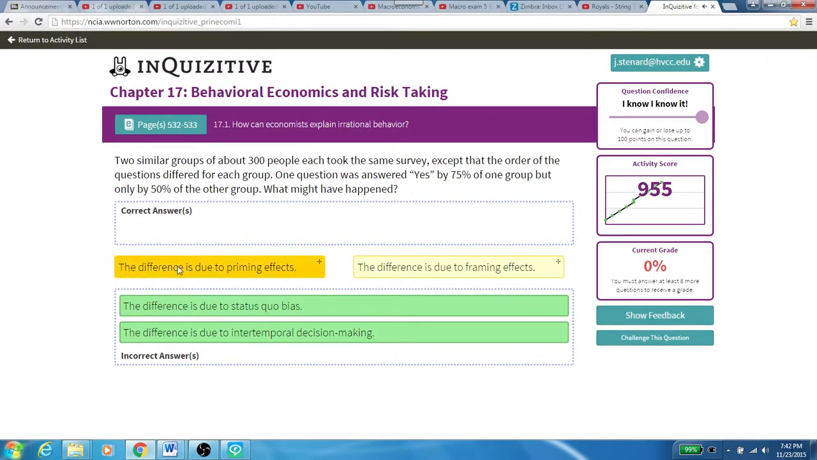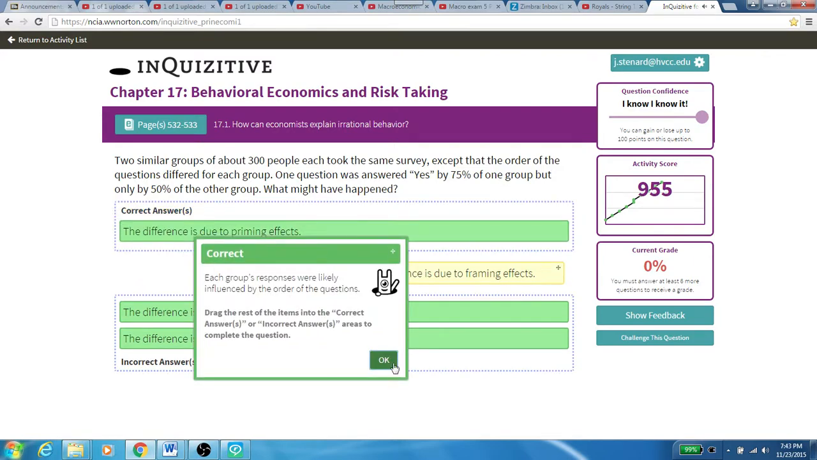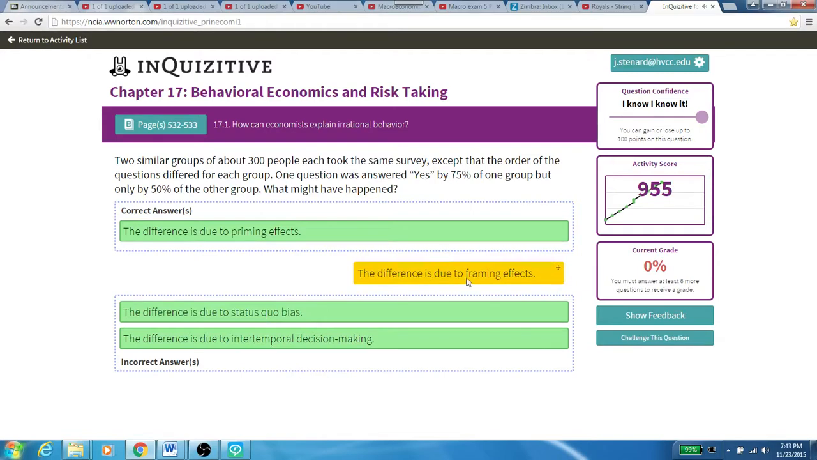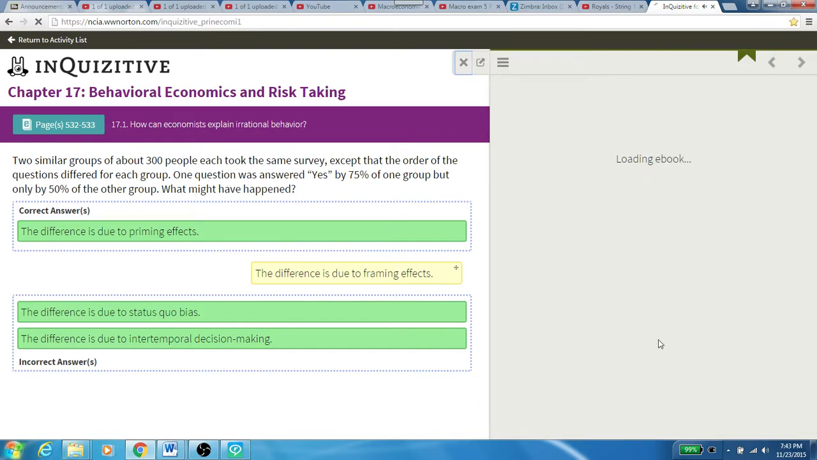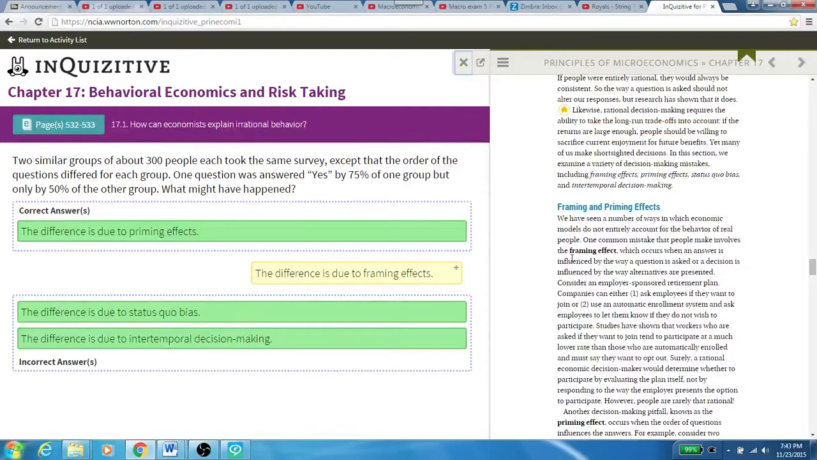And could the difference be due to priming effects or to framing effects as far as alternatives go? Definitely, because the question is changed this way. I'm going to go with that. And that's the real question. Is it a framing effect as well? One question answered yes by one. Could it have been that the framing effect was altered? So let's go back to that, try to make sure we understand the difference between framing and priming. So here we are. Framing effect, where an answer is influenced by the way a question is asked or a decision is influenced by the way alternatives are presented. Consider an employee-sponsored plan.